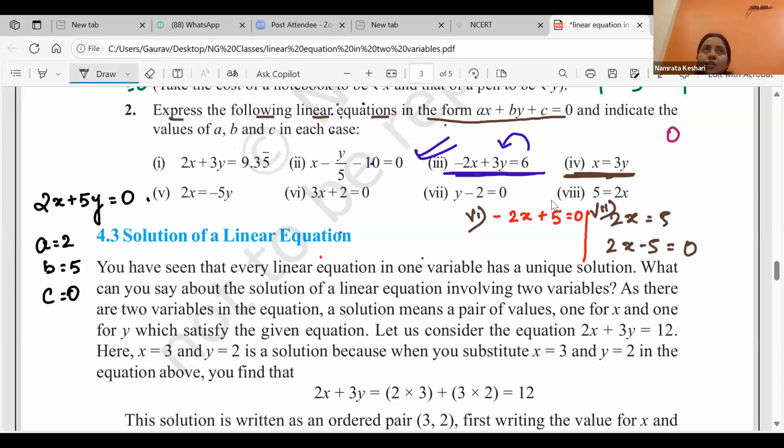So if your coefficients of A, B, C and my coefficients of A, B, C are not exactly the same, is that okay? Yes, that is okay. Clear? Yes, ma'am. Okay. So this is the first part over here.